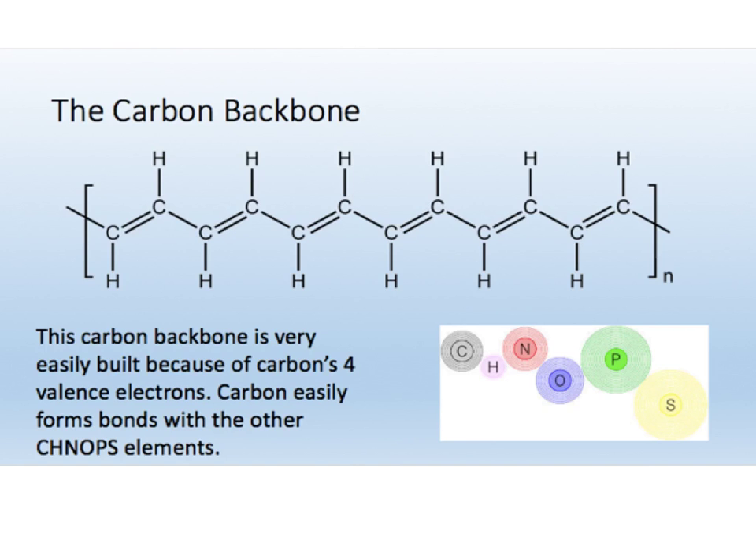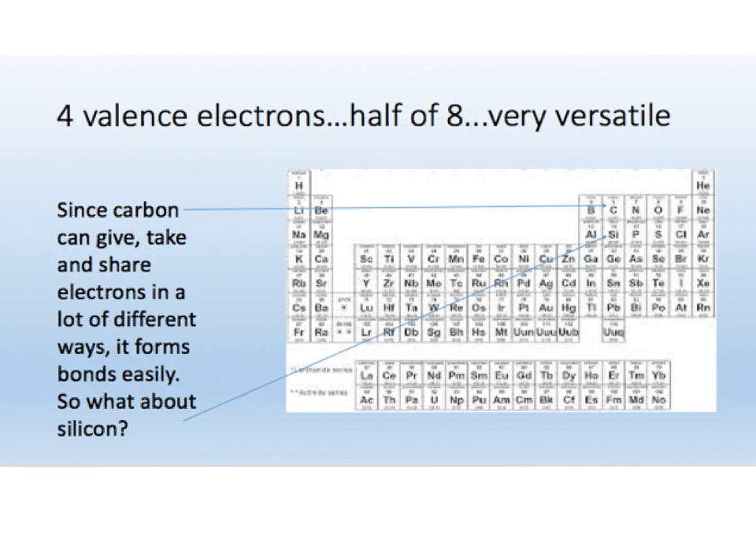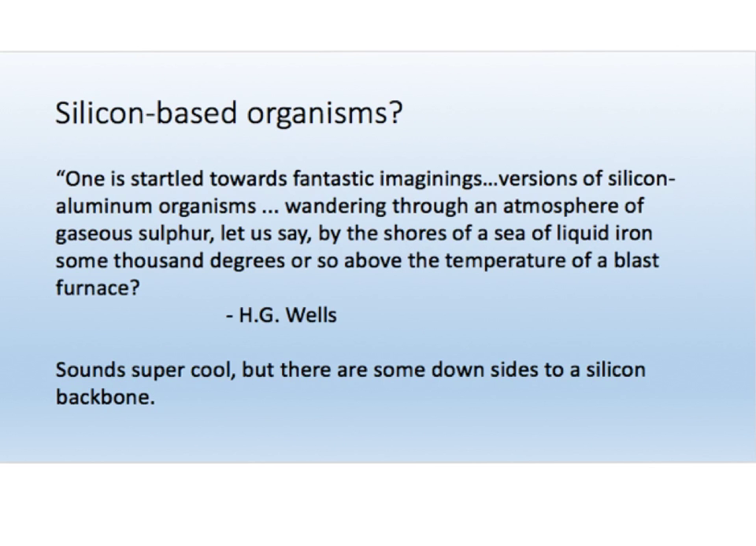Well, carbon backbone is very easy to build because carbon has 4 valence electrons, and so other things can bond to it relatively easily. It's the versatility of carbon's 4 valence electrons, half the 8 necessary for bonding, that makes it very versatile. But carbon is not the only element that has only 4 valence electrons. What about silicon, the element immediately below it in the periodic table? Is it possible that there are silicon-based organisms elsewhere in the universe?